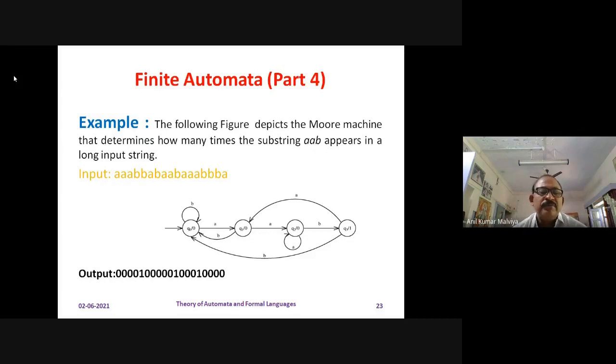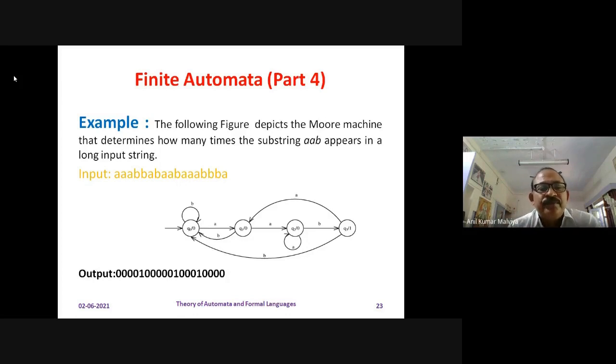Here you can determine how many 1s appeared in the output. You can see there are 3 ones in the output produced by the machine. It means that there are 3 substrings AAB in the given input string. Is it clear?